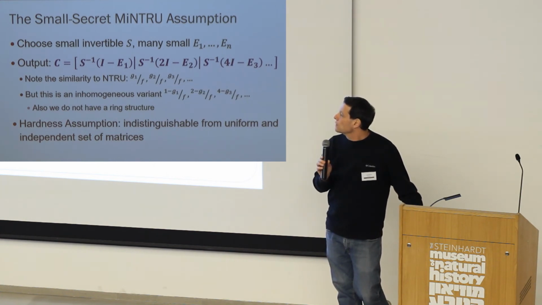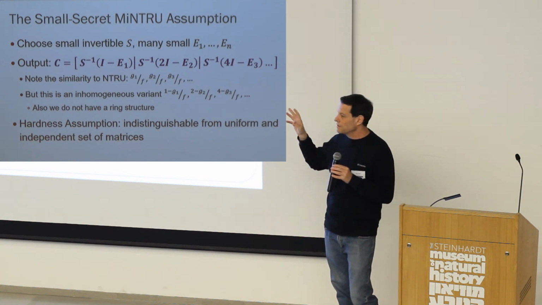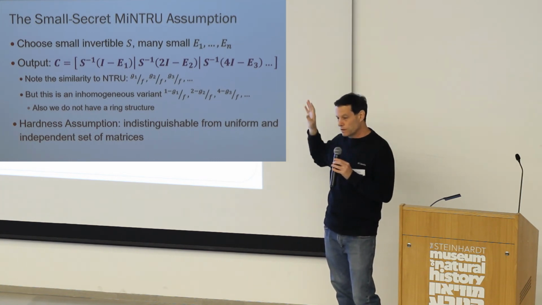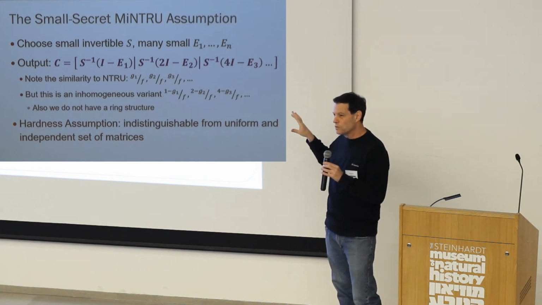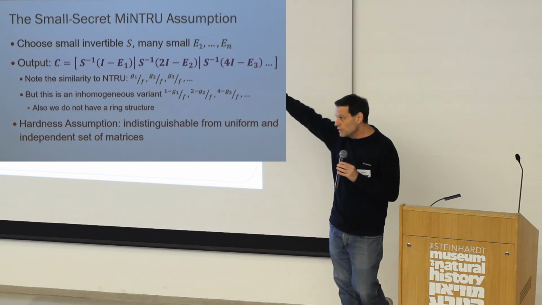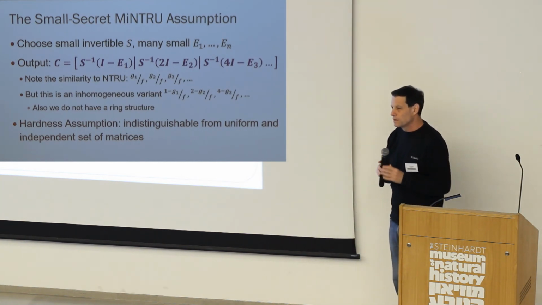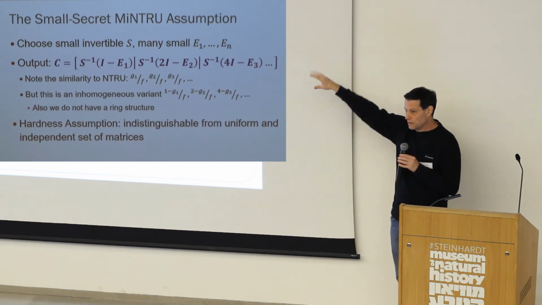I didn't show you the non-small secret version. The non-small secret version clearly implies NTRU, well, except for the ring thing. I mean, if you did that over a ring and you used the other one, then it clearly implies NTRU. It also implies this small secret one.